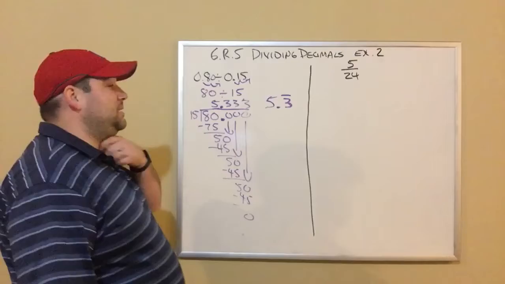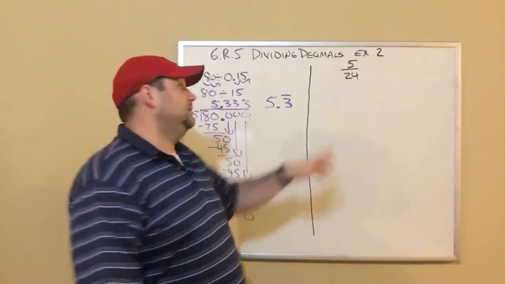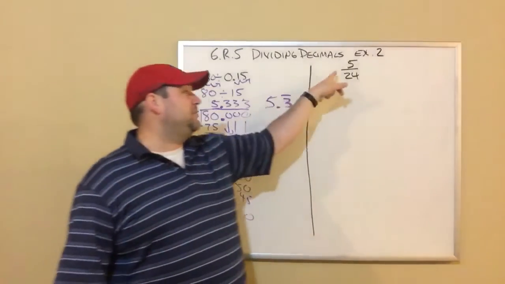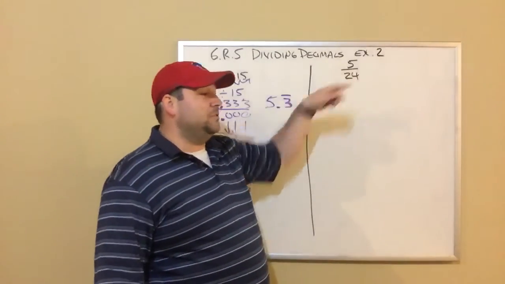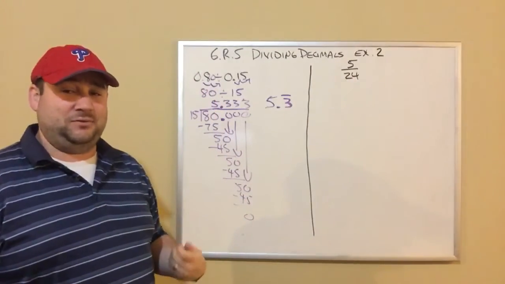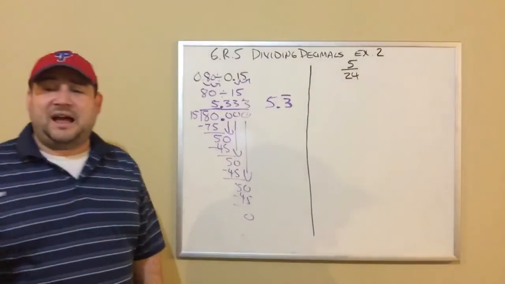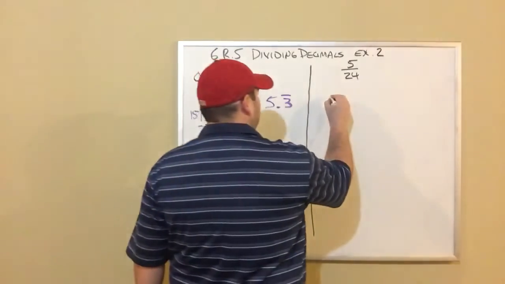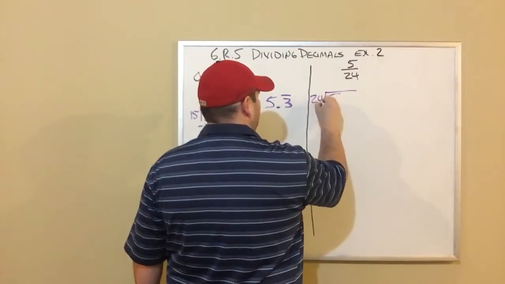So let's look at the second example here. This isn't even a division problem, or is it? So we have the fraction 5/24. But you might remember the fraction bar is the same thing as the division bar. It means division. 5/24 is the same as 5 divided by 24. So we're going to do that division. It's always numerator divided by denominator. Top number divided by the bottom number. So I am going to do 5 divided by 24.